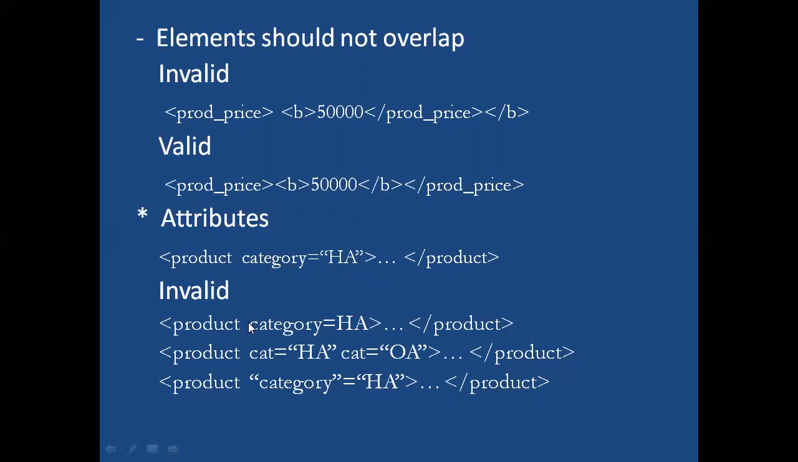Let us see some invalid examples here. The first one is invalid because the value is not within any quotation. The next one is invalid because it is using the same attribute name twice. If you can see here, cat and cat is used twice, so this is wrong. The last example here is also invalid because the name is within double quotes, which is again wrong.